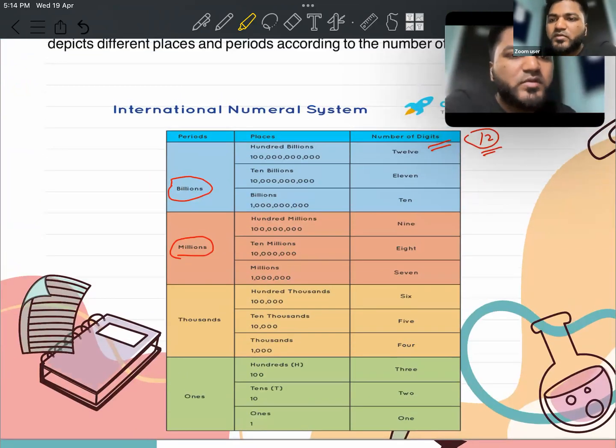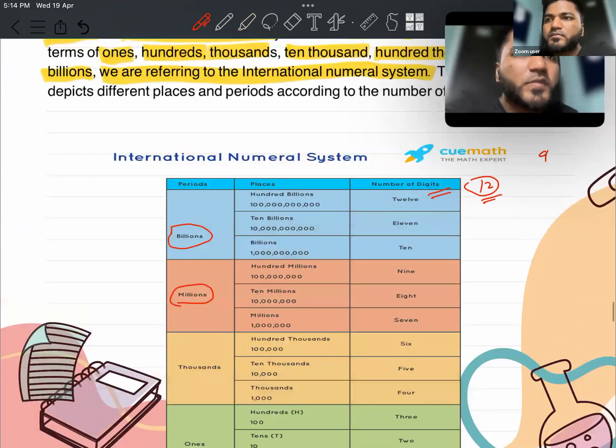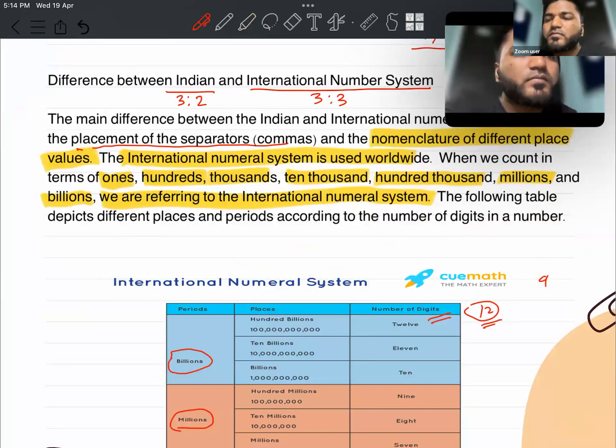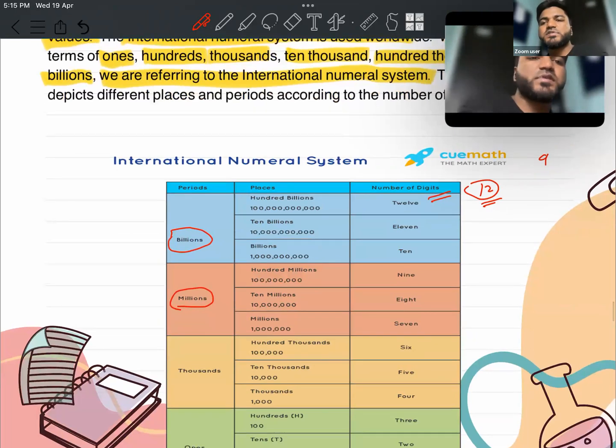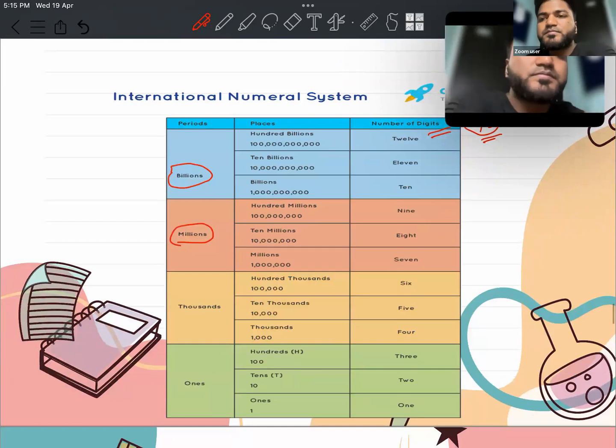Sir, in the app there are more rows. Just slide up. In the table there are ones, hundreds, thousands, and 10,000 and 100,000 should not be there, right? 100,000 will come in the row of thousand only, right?